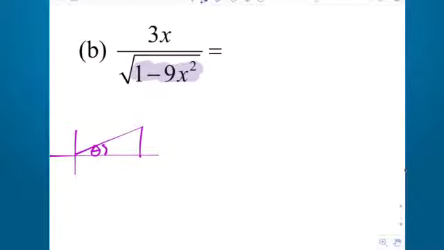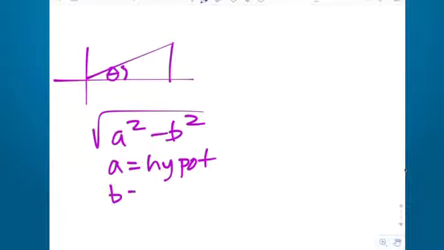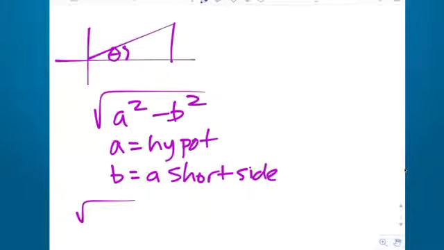So if you ever have the square root of a squared minus b squared, a is going to be your hypotenuse. b is going to be a short side. It doesn't matter which one. And what's the other short side? The whole thing. A squared minus b squared radical is the other short side.